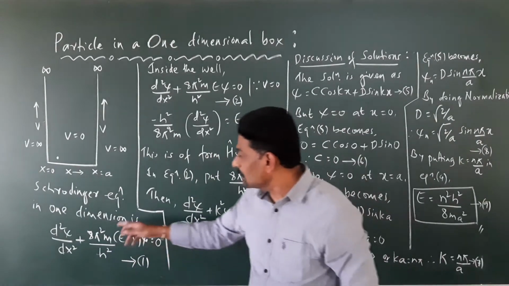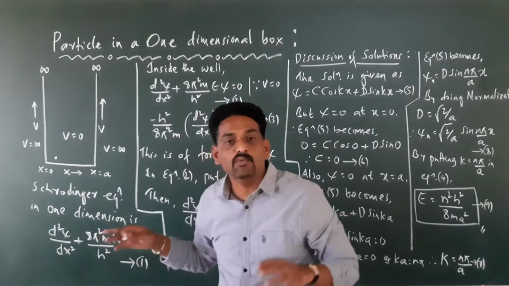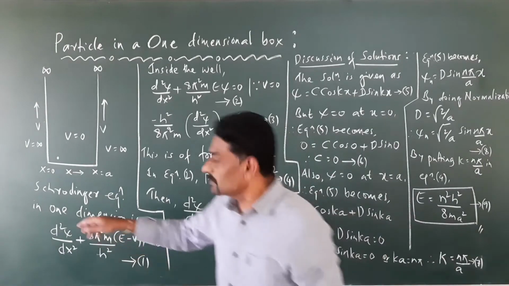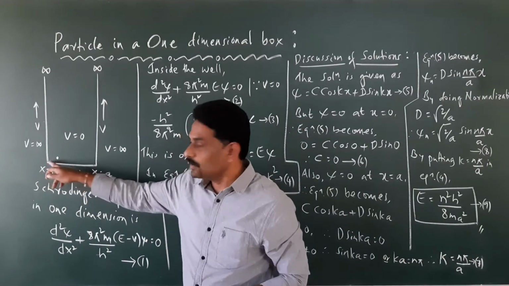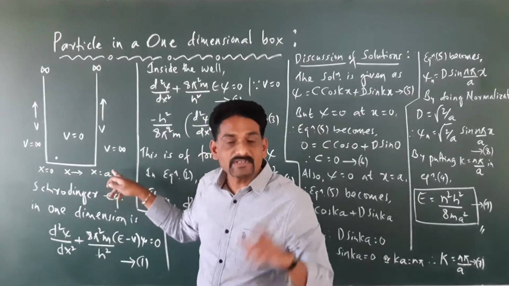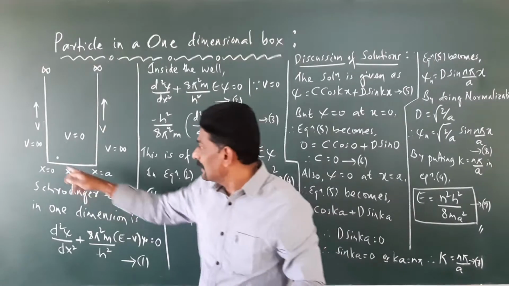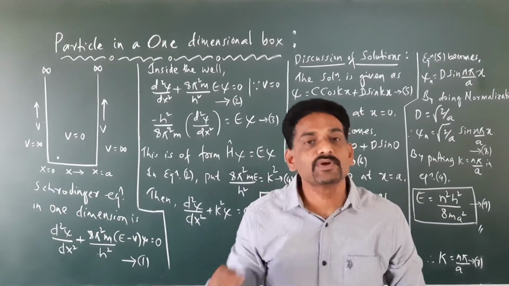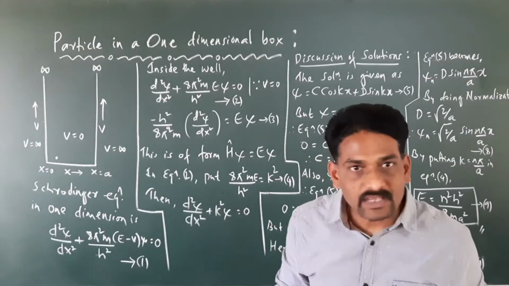Now what we do is, for this Schrodinger equation we apply the boundary conditions. That is, what is the condition? Here x equals to 0, here x equals to a. Where is the particle? The particle is present inside the box. By applying these boundary conditions, we try to solve the Schrodinger equation.